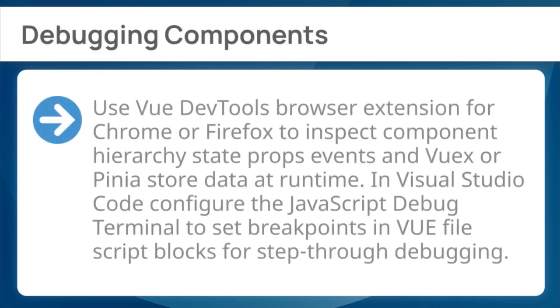Finally, debugging components. Use Vue DevTools, a browser extension for Chrome or Firefox, to inspect component hierarchy, state, props, events, and Vuex or Pinia store data at runtime. In Visual Studio Code, configure the JavaScript debug terminal to set breakpoints in VUE file script blocks for step-through debugging.